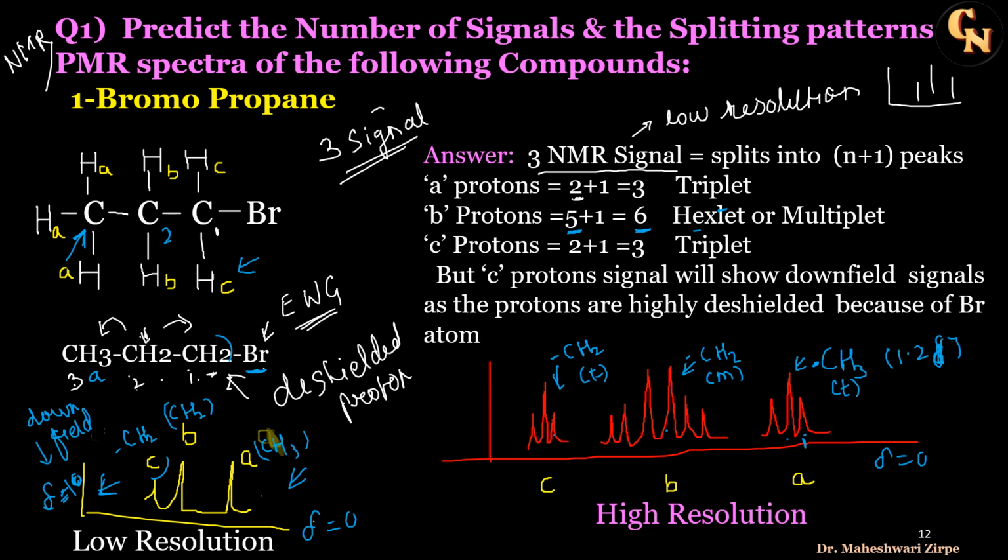So I think this is clear to everyone: how the splitting takes place in high resolution and low resolution, and how many signals we can see for an NMR spectrum.